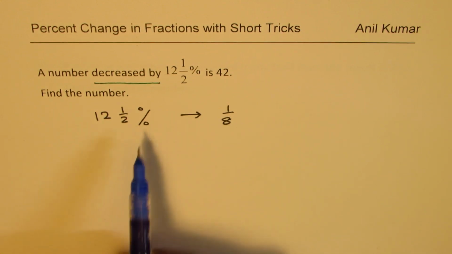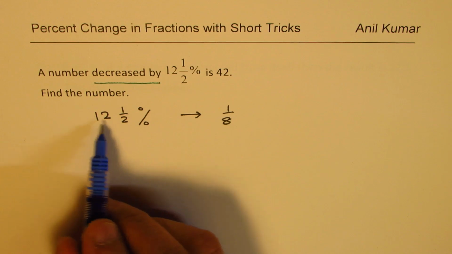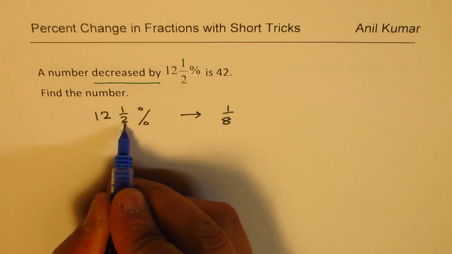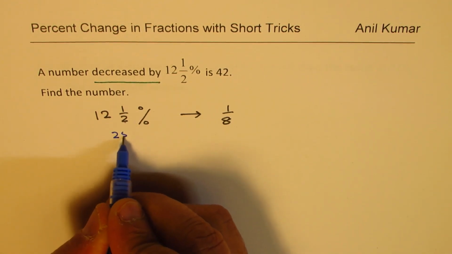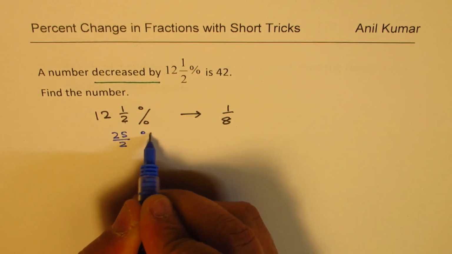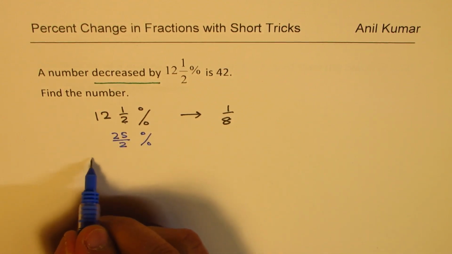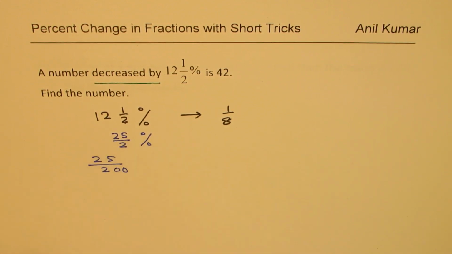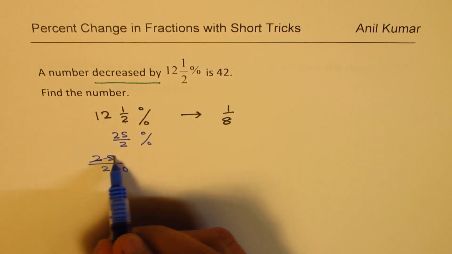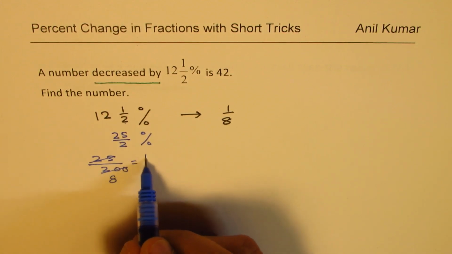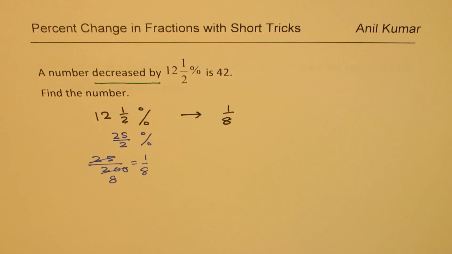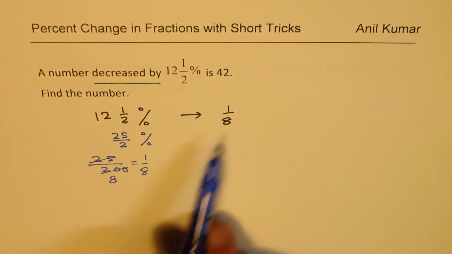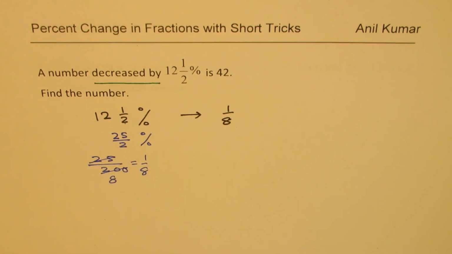The other way is, of course, you could convert this 12.5 as 12 times 2 is 24, plus 1, and you get 25 over 2, right? Percent, correct? So 25 over 2 over 100, right? That is because of the percent. And now this goes 8 times, so you get 1 over 8. So it is not that difficult. You're getting my idea, right? So convert this to improper fractions, divide by 100. That is what percent means. And you get your equivalent fraction.